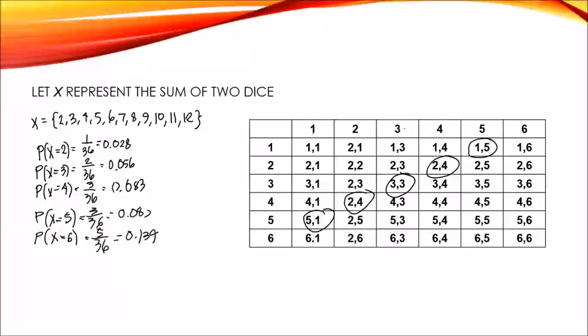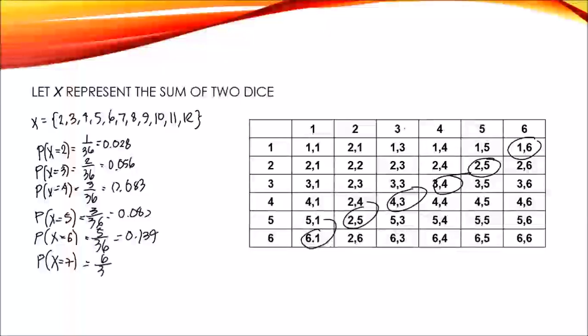Okay, then we also have the probability when the sum is 7. So what are the possible outcomes when our sum is equal to 7? The combinations are 6, 1, 2, 5, 4, 3, 3, 4, 5, 2, and 1, 6. So there are 6. Our x equal to 7 is equal to 6 over 36, which is 0.17.